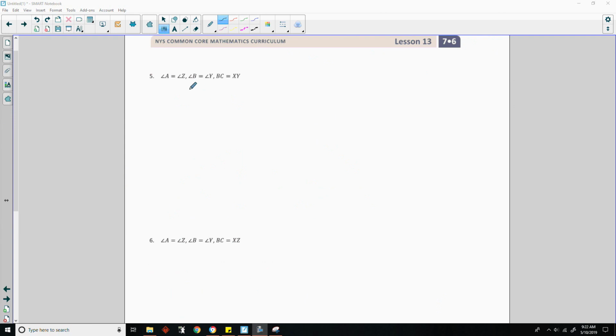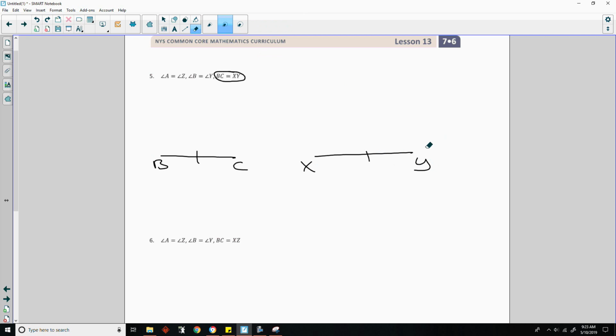Okay, on to page 4. All right, so I like doing sides first. It's easier. So I'm looking at the sides that are equal, BC. So I'm going to draw BC. Boom. BC. Okay, and put a congruent marker there. And then XY. So XY, congruent to BC. A little bit long, so I'll just do that. All right. Remember, this is just sketches.